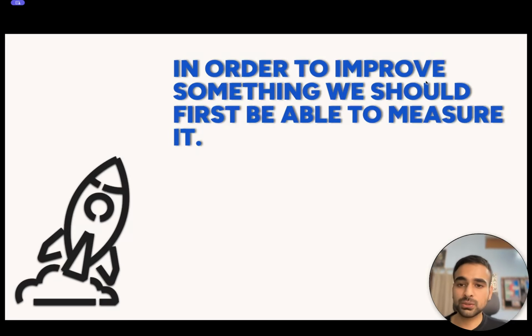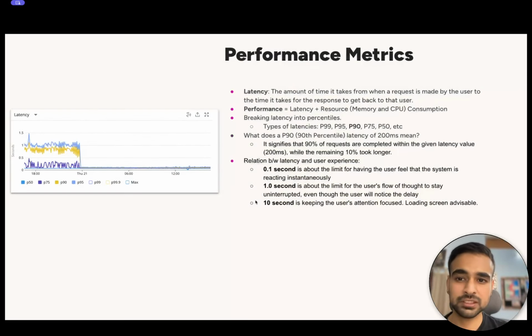In order to improve something, we should first be able to measure it. If you want to improve your backend APIs, you want to know where you stand currently and where you want to get. Only after you have these measurements will you be able to reach your goals. In order to do that, let's talk about a few performance metrics. And I think latency is the one we'll be talking about the most.